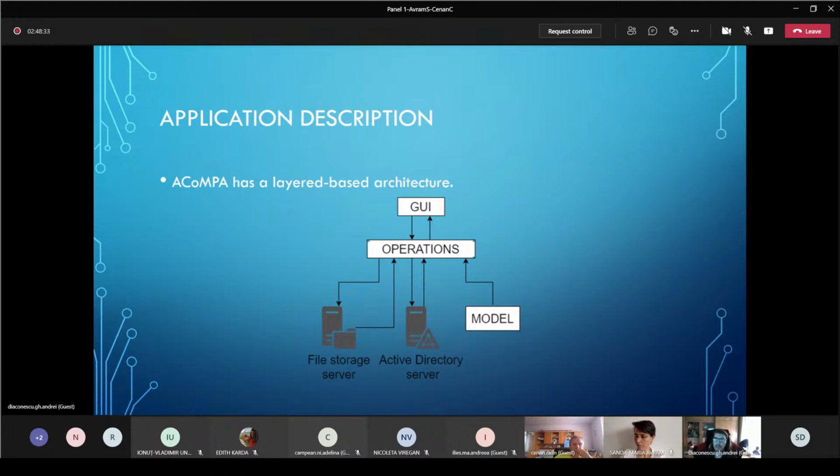Acompa was implemented in C# in an open manner using a layer-based architecture. As you see in the figure, we have the GUI for graphical user interface. The operation layer is all operations with the file system and with the Active Directory system, and models are classes used for modeling data and the structure of data we use to help us do the task.